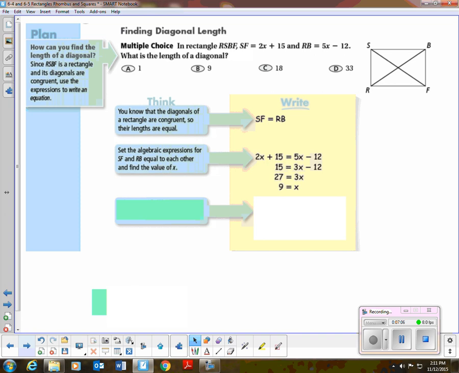Now I want to know the length of the diagonal. Now SF is one of the diagonals, and RB is one of the diagonals. They're both the same length, though. So we're going to take that value and plug it back in. And when we do this, we get the diagonal is 33, so the correct answer was D.